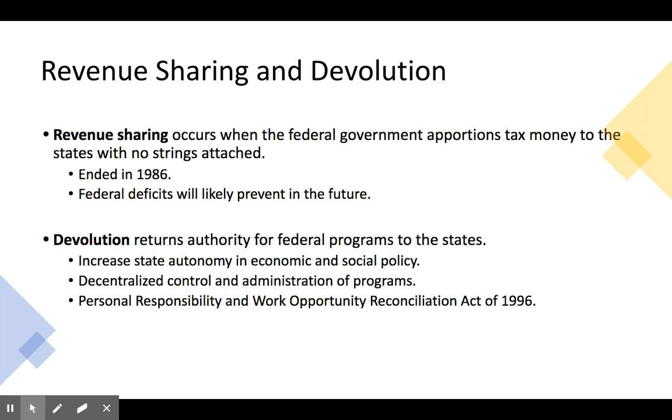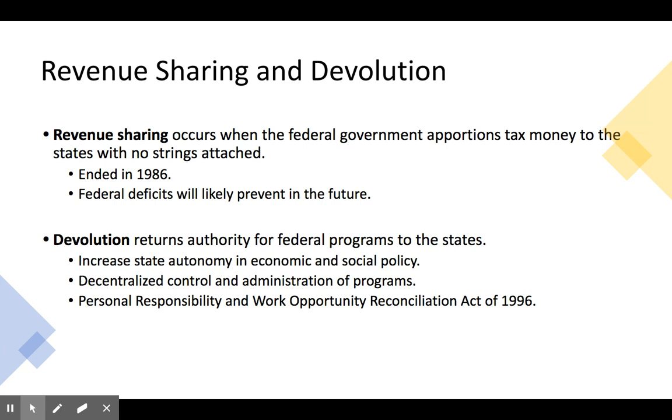So it was a practice where the federal government is going to collect taxes and then distribute a portion to the state and local governments without those specific policy requirements. However, revenue sharing ended in 1986, so we don't have it now, and federal deficits will likely prevent it from happening again in the future.